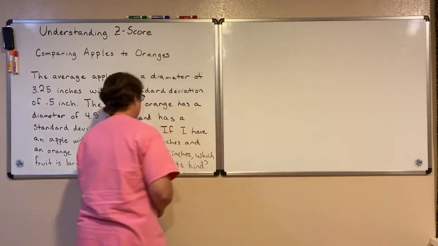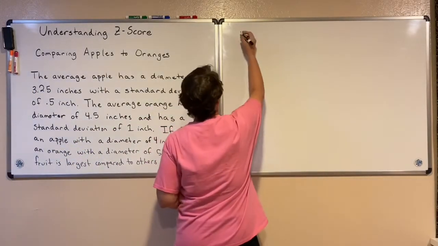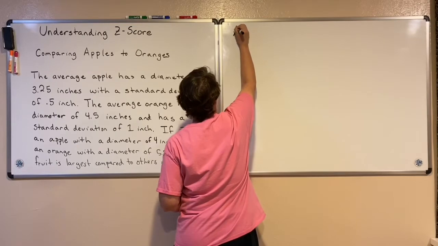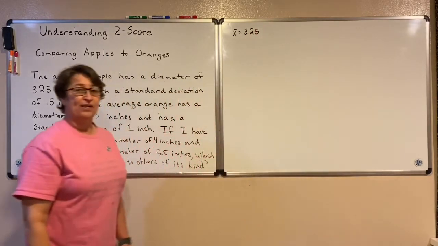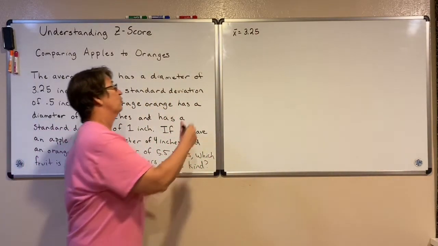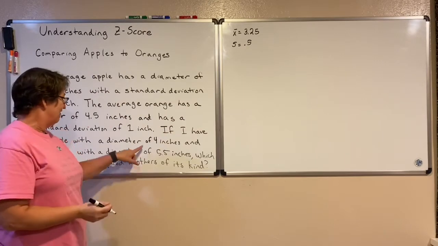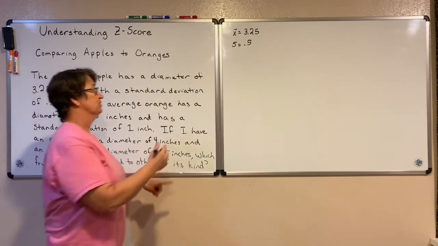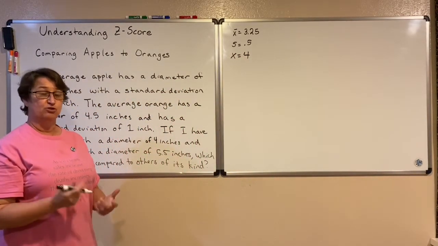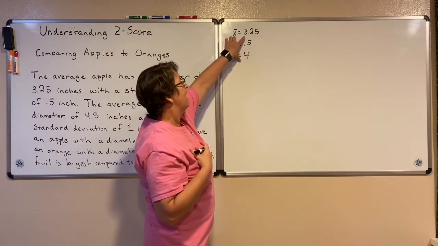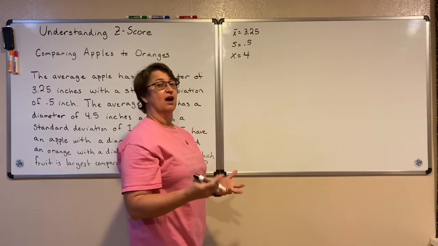So let's take this apple first, and here's what we know with the apple. We know that the average, the mean of our apples is 3.25. We know that the standard deviation of our apples is 0.5. And we know that the apple that we have has a diameter of 4 inches. So our particular apple has a diameter of 4 inches. Notice that our apple is above average. We're going to find how many standard deviations our apple is above the mean.